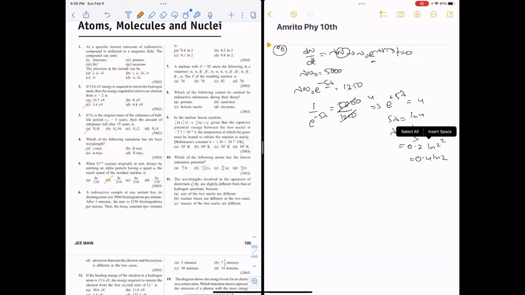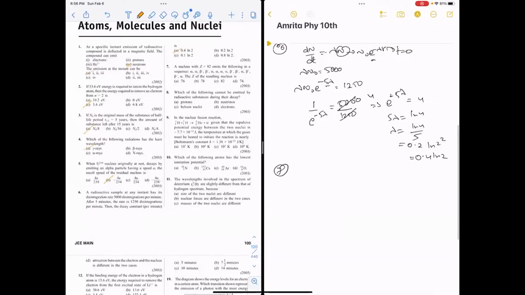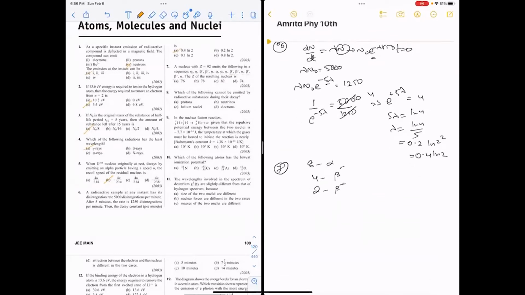Now, how many alphas? Count the number. Question number 7, it's a good one. Number of alphas: 1, 2, 3, 4, 5, 6, 7, 8 alphas. Then 4 beta minus and 2 beta plus. Because of beta minus, the atomic number will increase, and because of beta plus, the atomic number will decrease. So 2 beta pluses will cancel 2 beta minuses. So net is how much? 2 beta minus and 8 alpha.